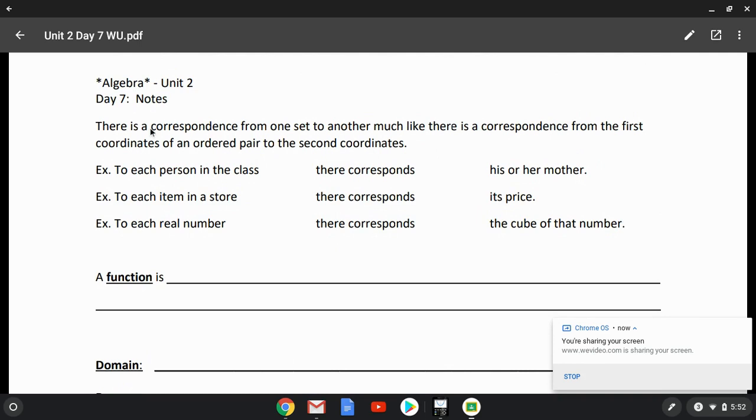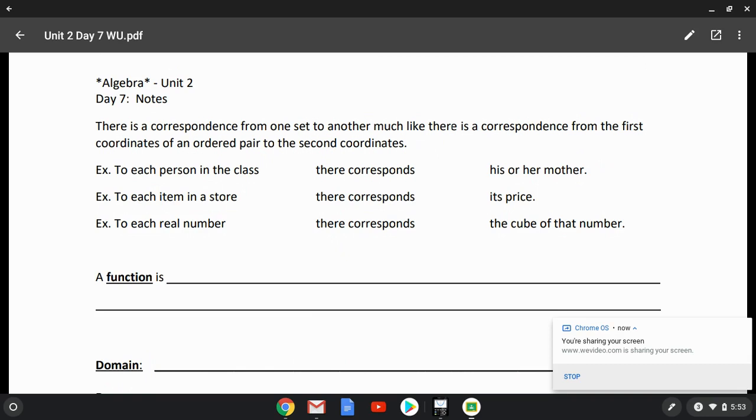It says there is a correspondence from one set to another, much like there is a correspondence from the first coordinates of an ordered pair to the second coordinates. So what that means is there's a connection. And that connection, the first example says, for every person in class, there corresponds a mom. Obviously, we need to have a mother in order to be born. So that's a direct correspondence there.